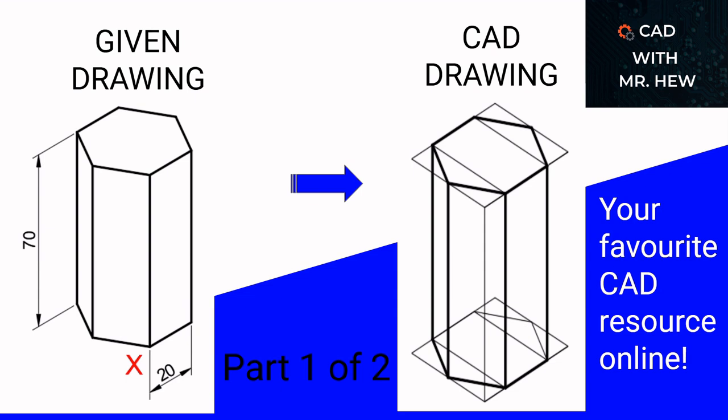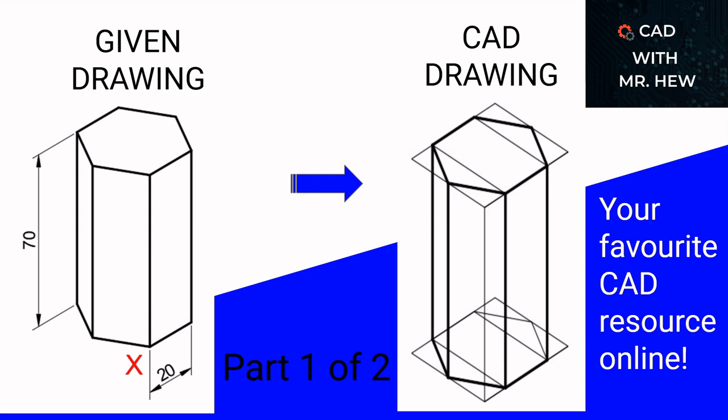In today's video, we're looking at isometric projection. Isometric projection is a three-dimensional drawing, and we'll be using the isometric principles to represent a hexagonal base prism which is standing vertically as shown on the screen.